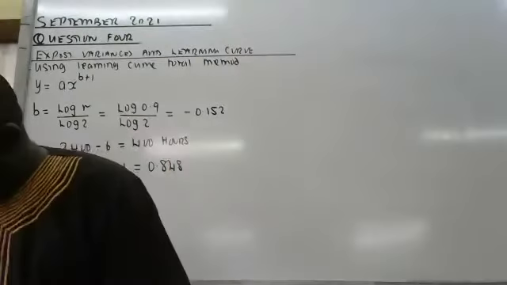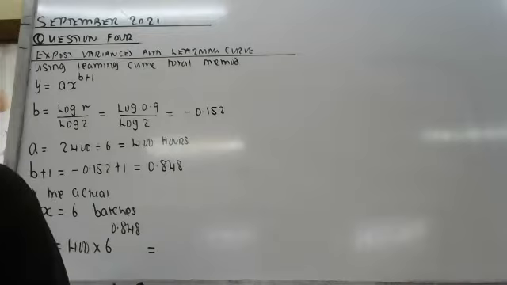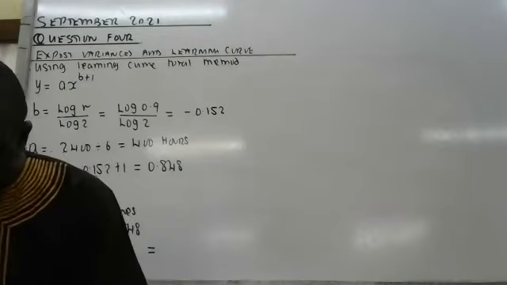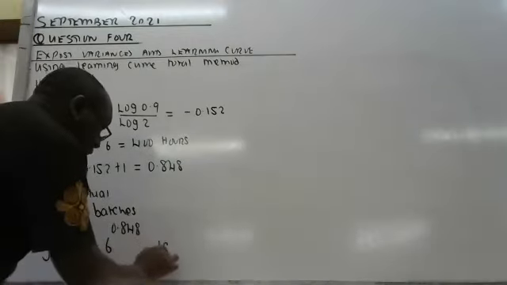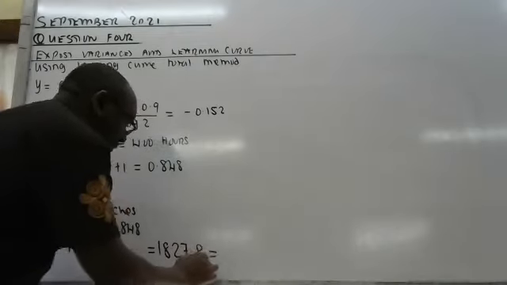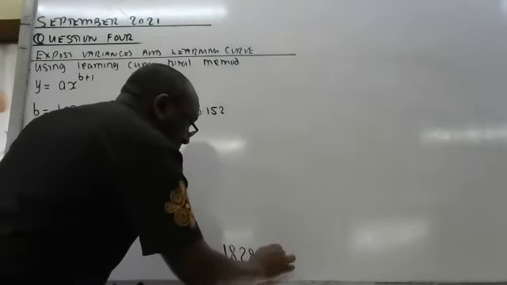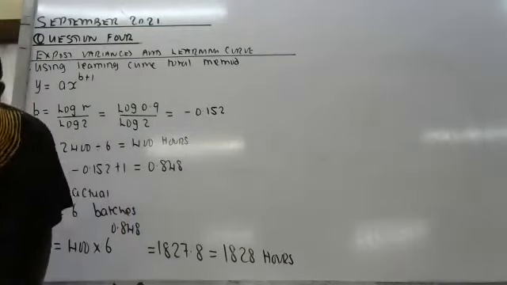What is the answer? You're getting 1827.8. So this one we could call 1,828 hours. I hope they will not affect the reconciliation so much.